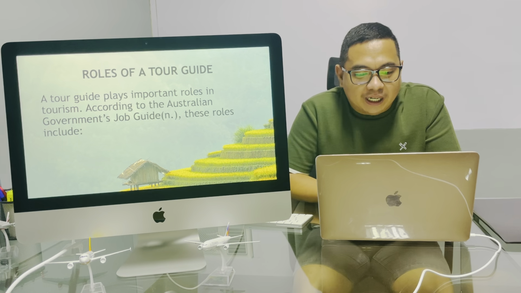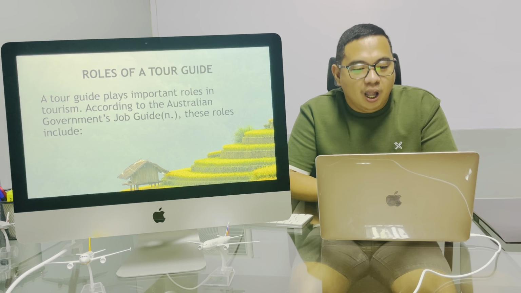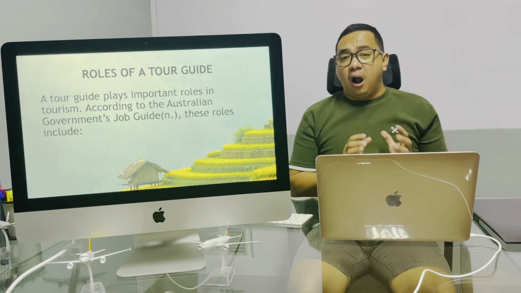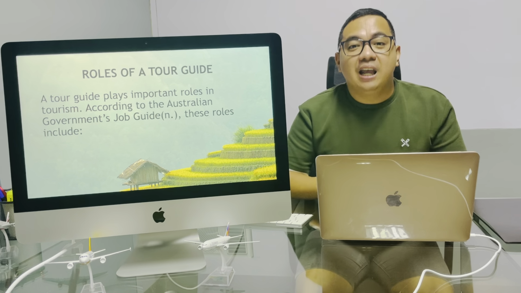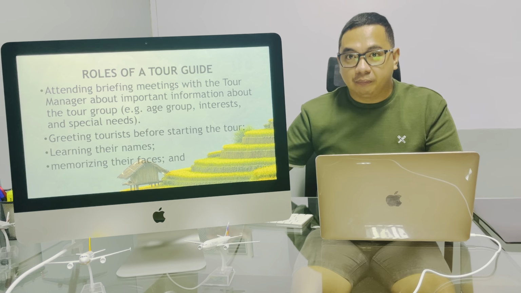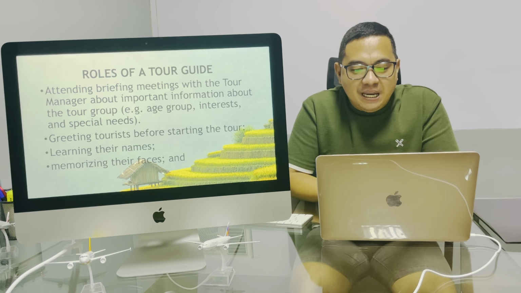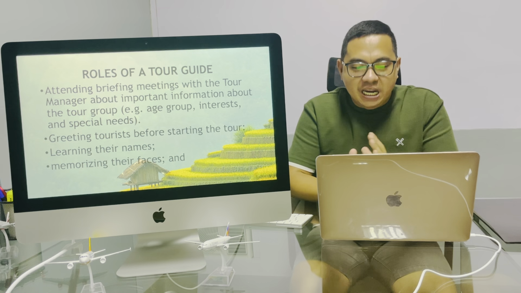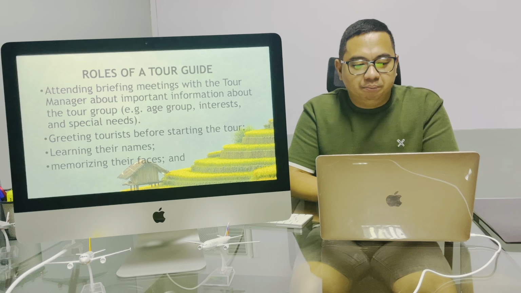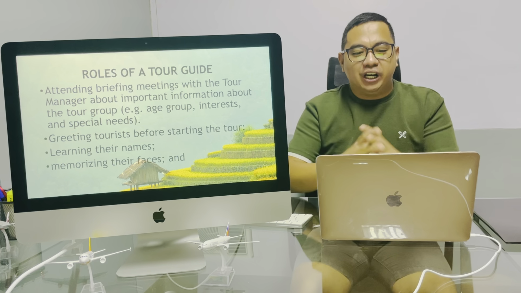So the roles of a tour guide. A tour guide plays important roles in tourism according to the Australian government's job guide. And what are some of the roles nga play sang isa ka tour guide, okay? Number 1, attending briefing meetings with the tour manager about important information about the tour group, age group, interest, special needs, okay? Akon ini nga i-further elaborate.